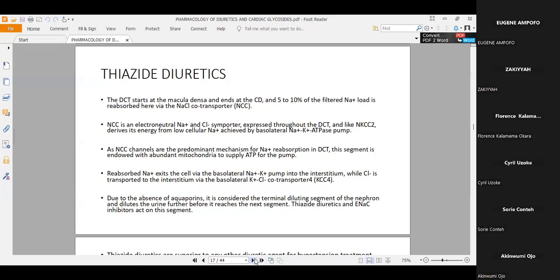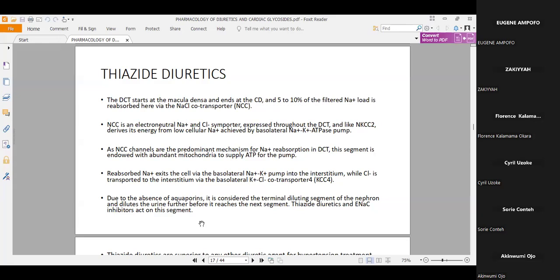So let's look at what happens in the distal convoluted tubule. We have the sodium chloride symporter that is expressed throughout the distal convoluted tubule. It derives its energy also from low cellular sodium achieved by the basolateral sodium-potassium ATPase pump. So these channels are the predominant mechanism for sodium reabsorption in the distal convoluted tubule.